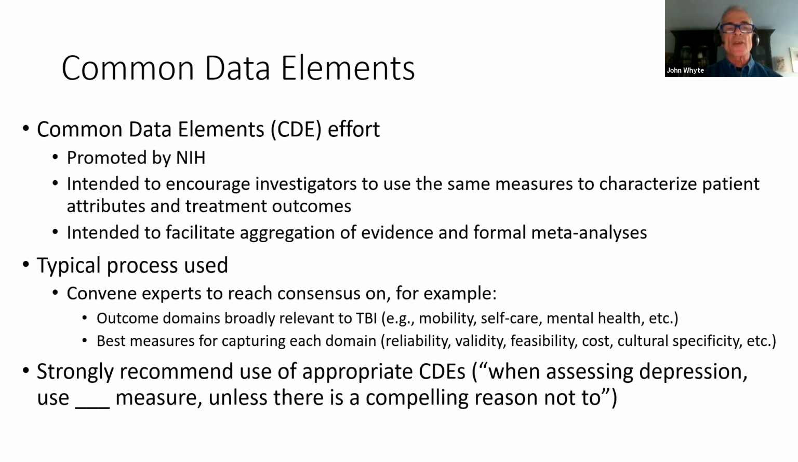And the typical process that's been used to develop CDEs has been to convene experts to agree on two things. One, what are the domains that we need measurement in? And then what's the best measure or measures for each of those domains? So in outcome areas, there might be mobility, self-care, mental health, and then there would be the question of what's the best measure of mobility, the best measure of mental health, and so on and so forth. And then the net result is that new investigators are recommended to use one of those CDEs unless they have a compelling reason to measure things in a different way.